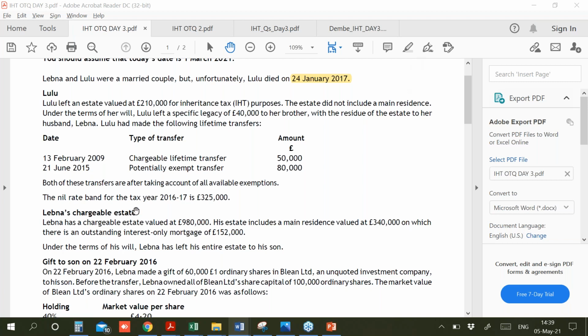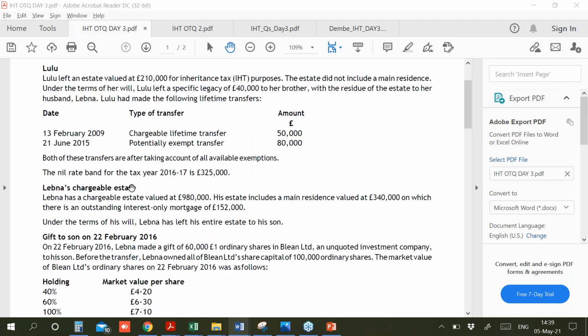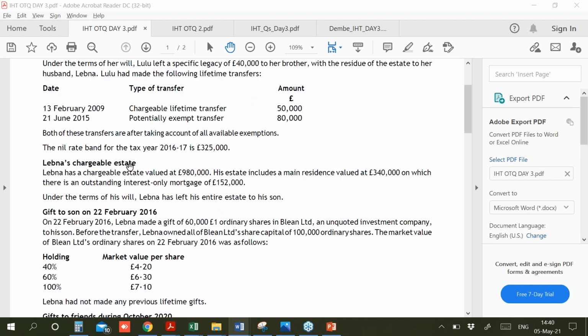Now, the nil rate band in that year 2016-17 was 325,000. Lebna's chargeable estate is valued at 980. His estate includes a main residence of 340, on which there is an outstanding interest only mortgage of 152,000.